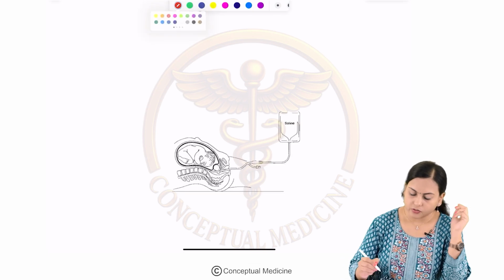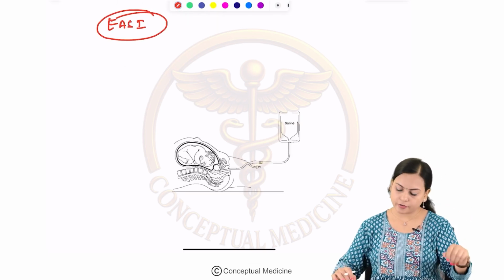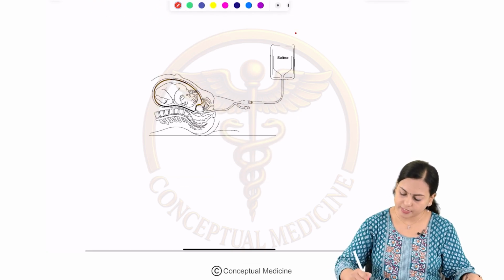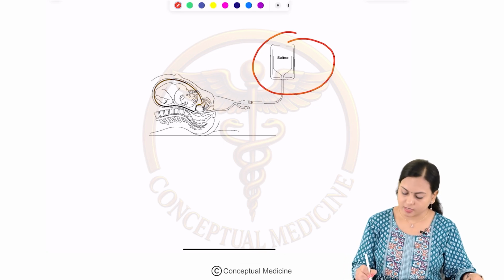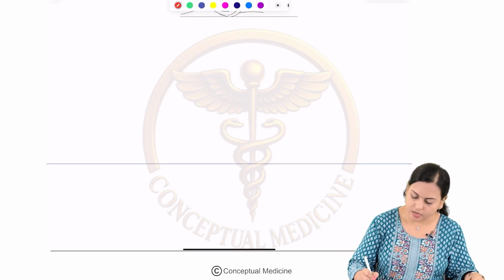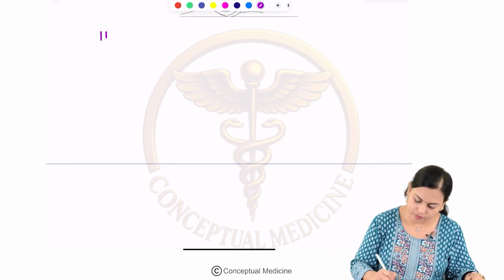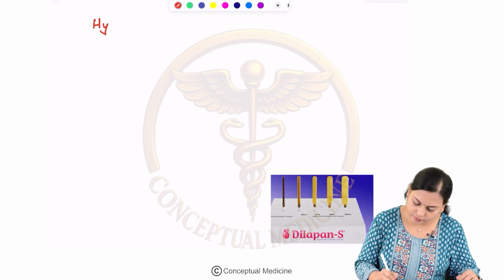Clear? Right. So, the next one is EASI, that is extra amniotic saline infusion. What you are going to do is, there is a constant supply of saline that is going to be present between the membranes and the cervix. So, that is the thing. And next is about hygroscopic dilators. We will see about hygroscopic dilators.